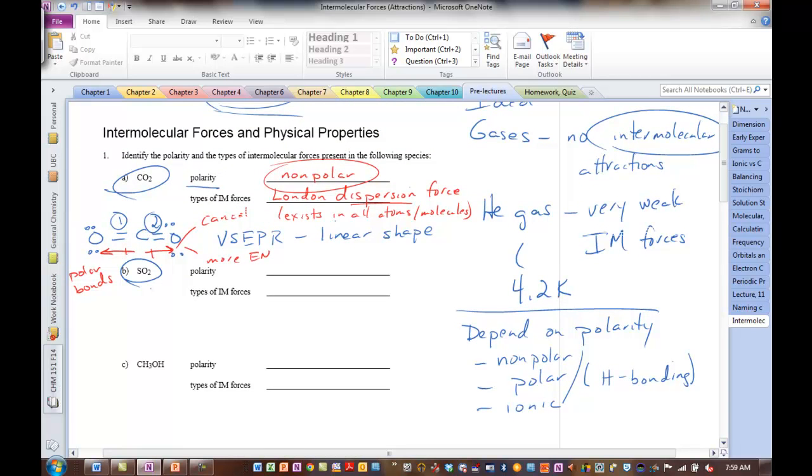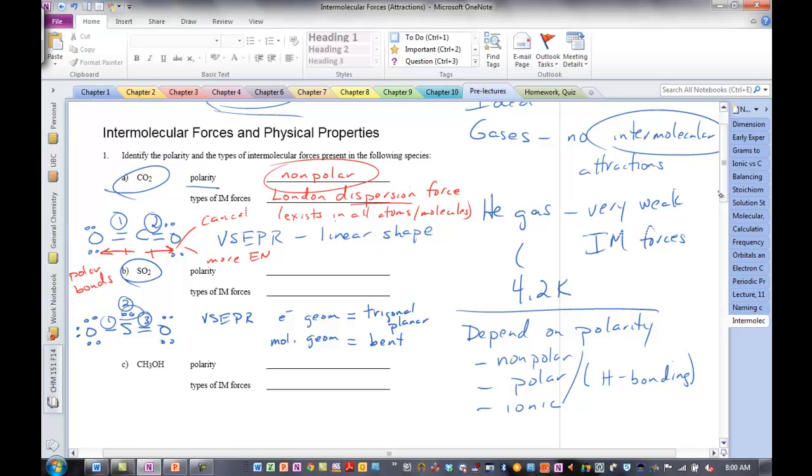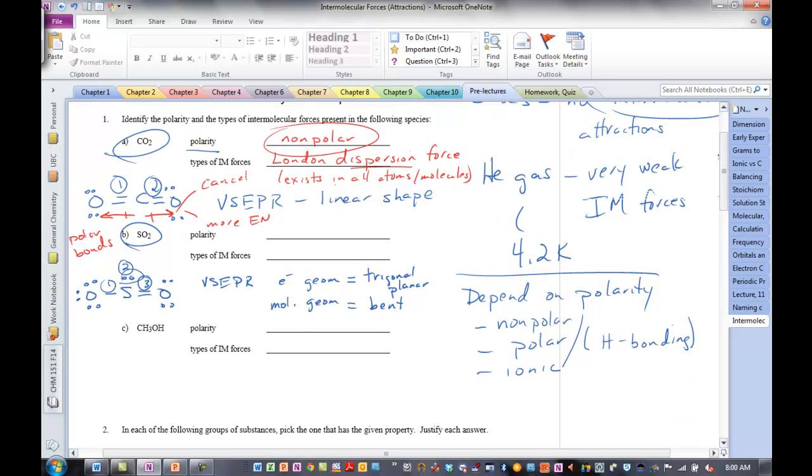Next one, SO2, Lewis structure. Okay, there's the Lewis structure for SO2. We could draw a second resonance structure as well, but for VSEPR, we don't need to do that. VSEPR, the electron geometry is what? 1, 2, 3 electron groups, counting the double bond just as one electron group. 3 electron groups, trigonal planar. Okay, but what is the molecular geometry or shape? Since we have this lone pair, it will not be trigonal planar. This is where models help. It will be bent.